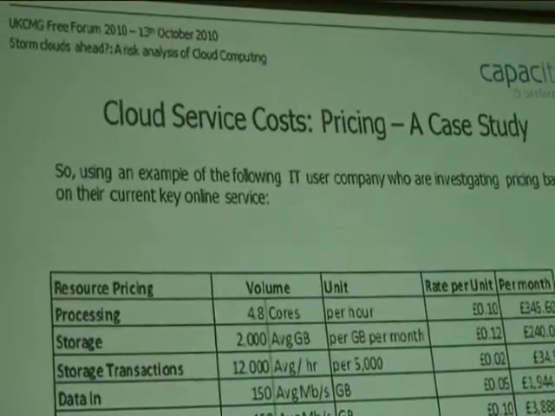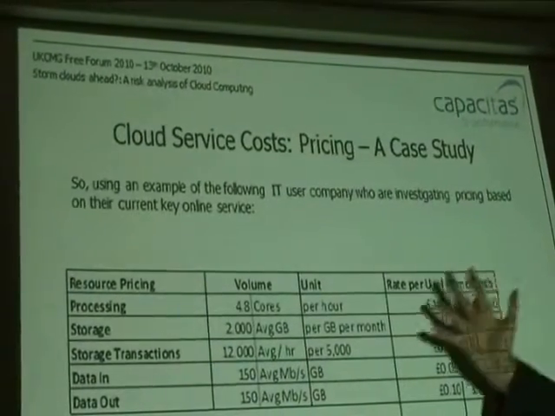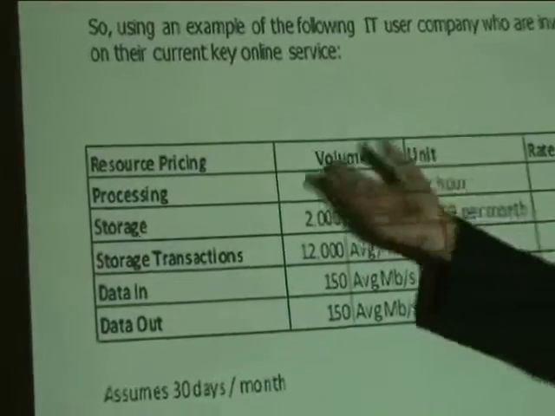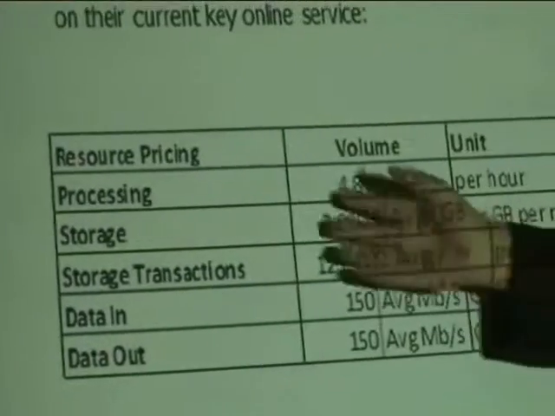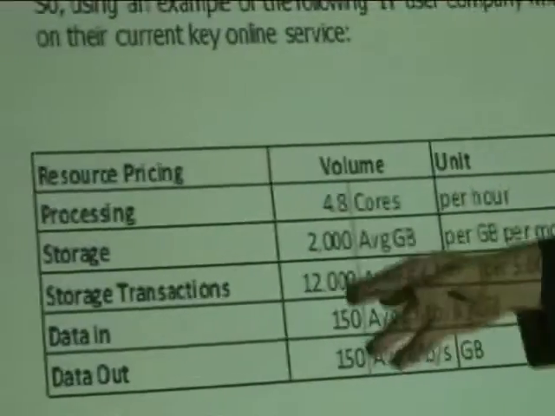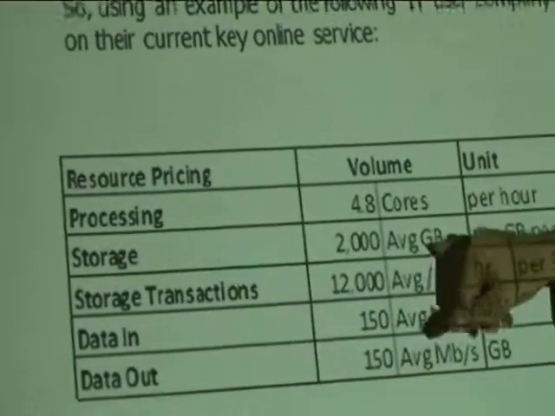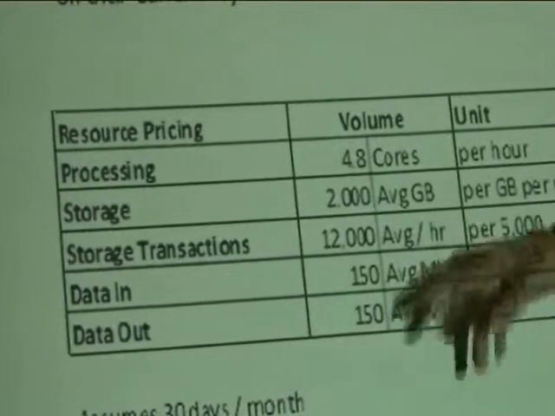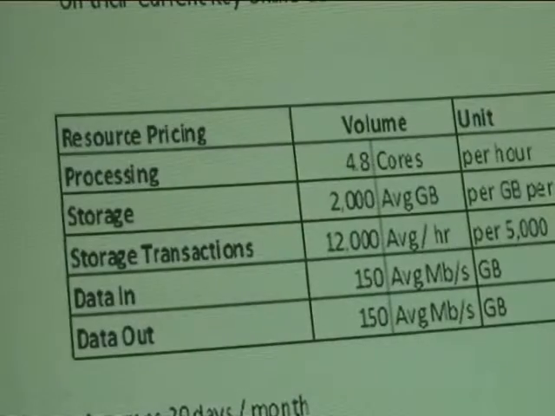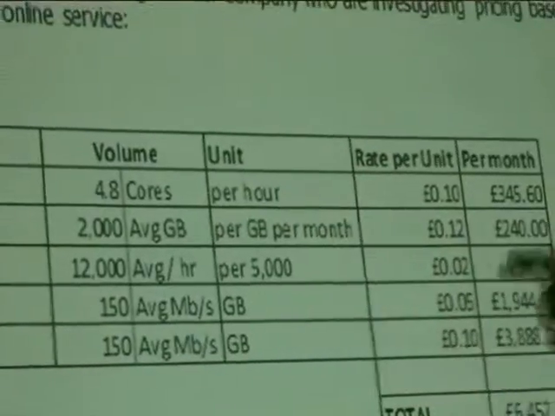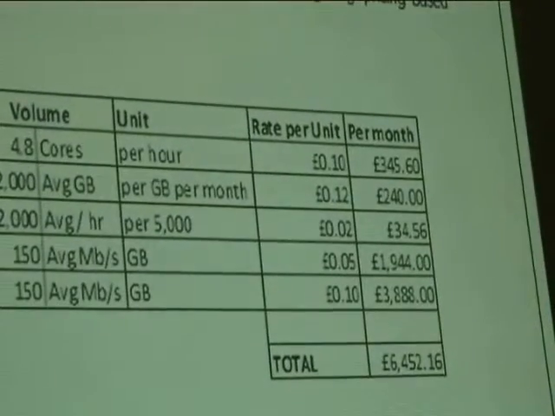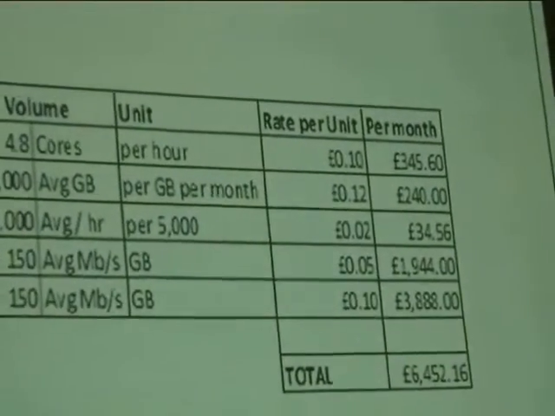So as an example here, again, this is a completely made up case study, but if we were to look at processing, on the processing side, say you needed 4.8 cores of CPU, this is in a day, for instance. 2,000 gigabytes of storage on average, 12,000 storage transactions per hour on average, 150 meg in, 150 meg out. And you plug those figures in, this is what you get per month. So to run that, which is a reasonable enterprise, £6,500 per month. Now, you may think, that's not too bad.